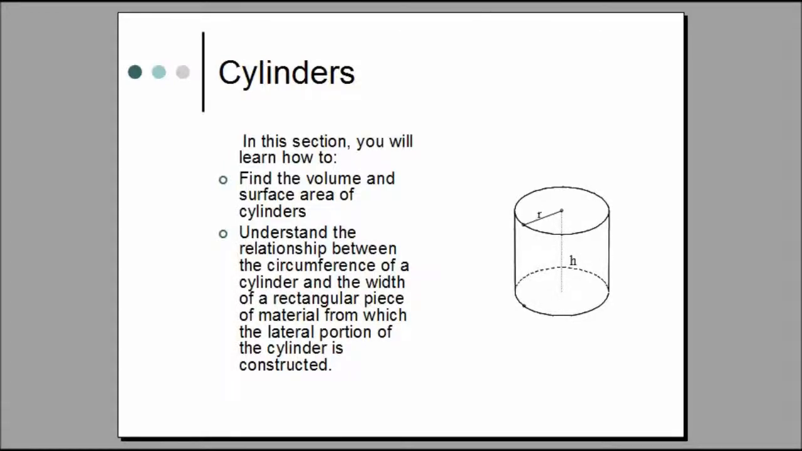Cylinders. In this section, you will learn how to find the volume and surface area of cylinders, and you will understand the relationship between the circumference of a cylinder and the width of a rectangular piece of material from which the lateral portion of the cylinder is constructed.